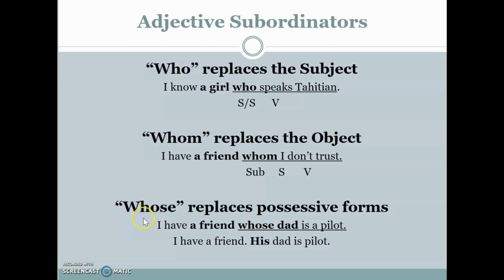Whose replaces possessive forms. I have a friend whose dad is a pilot. So if this were an independent clause, it would look like this: his dad is a pilot. I have a friend, his dad is a pilot. So when you convert this into the dependent clause, you have I have a friend whose dad, my friend's dad, whose dad is a pilot.